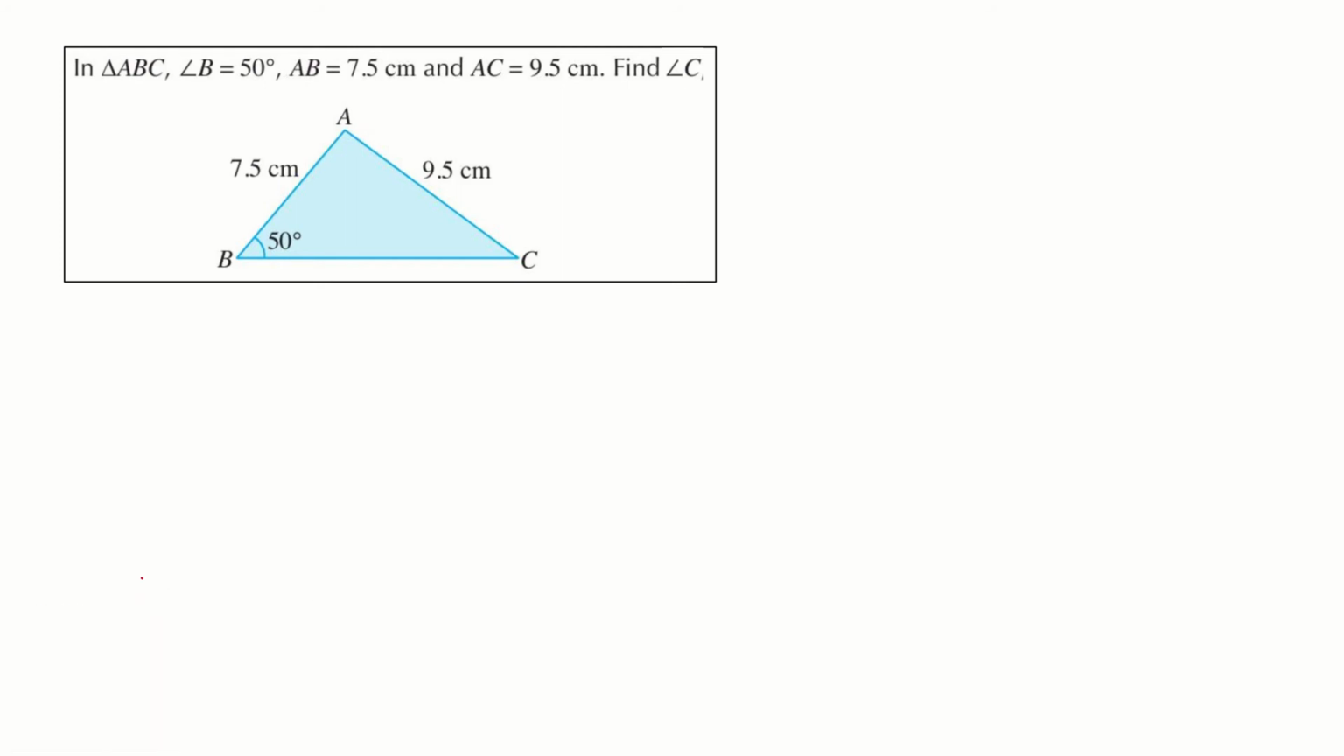Okay, what's important when you're reading a question is to make sure that all the information written in the question is given in the diagram already. They are labeled there. If not, you just have to go and label. So we have to find this angle C.